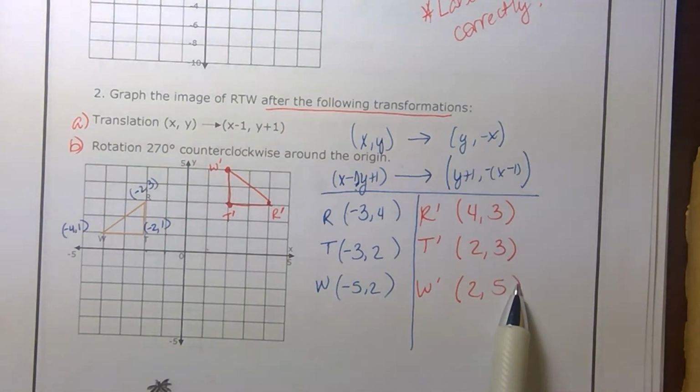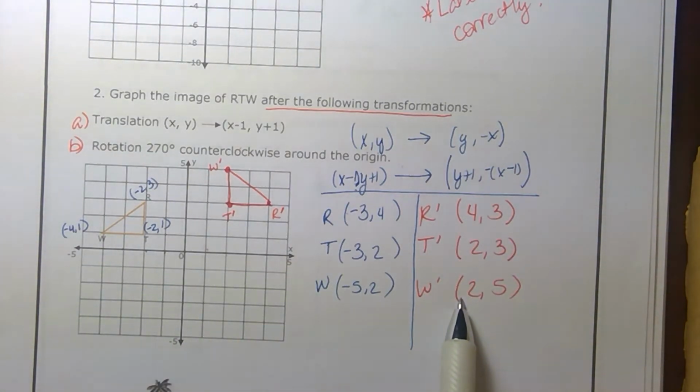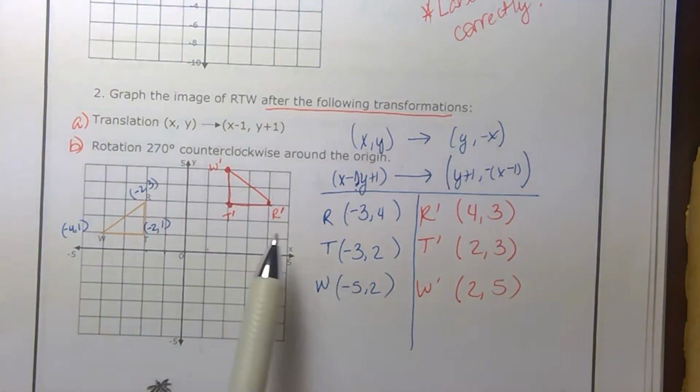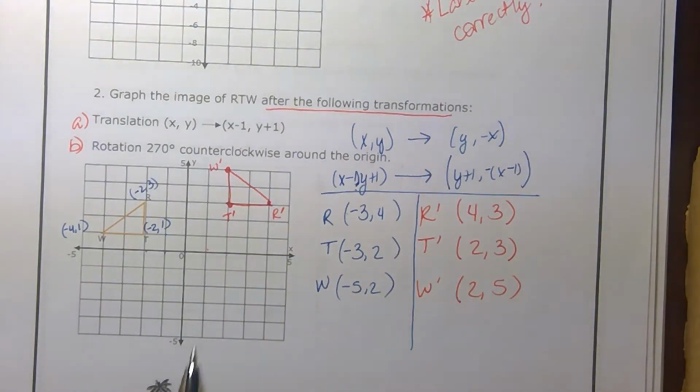This is where my image of my triangle ends up at these coordinates, and that's what it looks like on the graph. Okay, if you did that wrong, stop and print a page of graph paper. Try number 3 again before you continue the video.